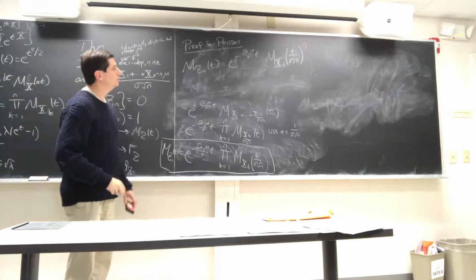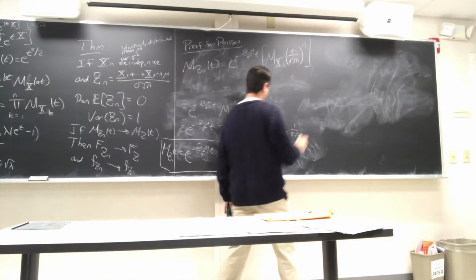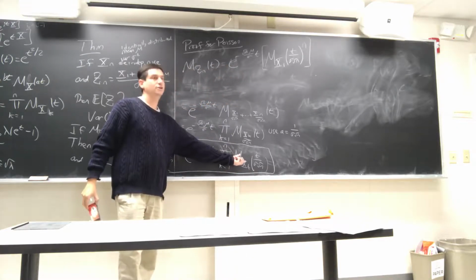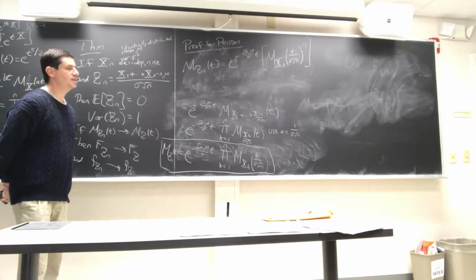Is that the whole thing raised to the nth power? No, just this part over here. Because we had a product from 1 to n of this. And so because they're all identically distributed, it's just that to the nth power.